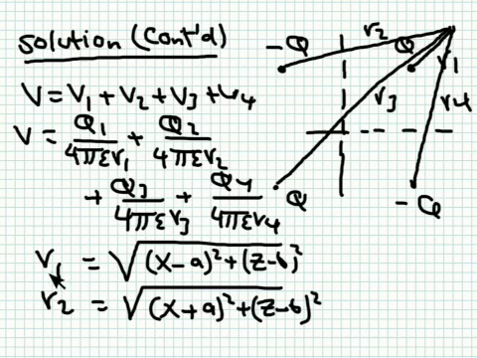So the distance R1 is the distance from this point, which is x, 0 and z, to this point, which is A, 0 and B. So this is the distance R1. This is distance R2. You can see here the only difference is that the x coordinate is negative, so minus A, so this becomes x plus A, and so on. You do the same for R2 and R3, and you can get the potential anywhere.